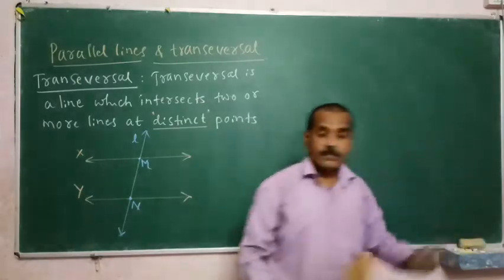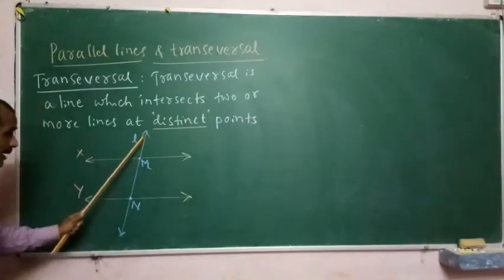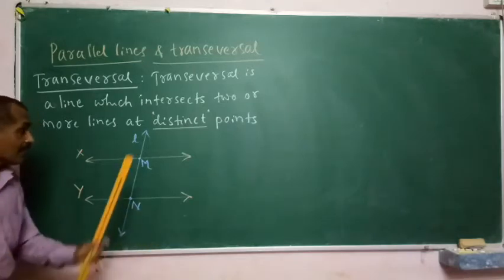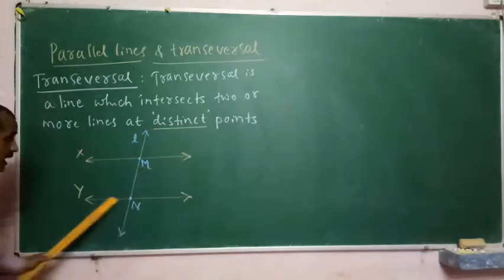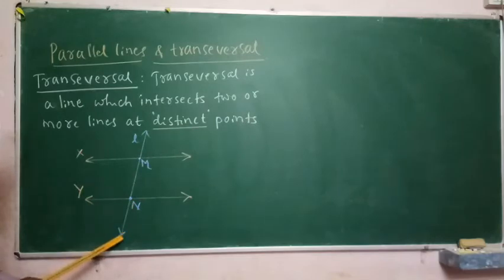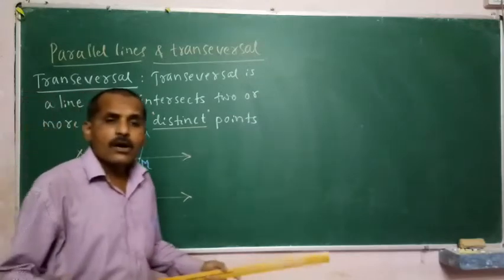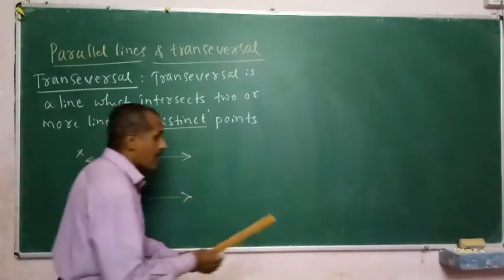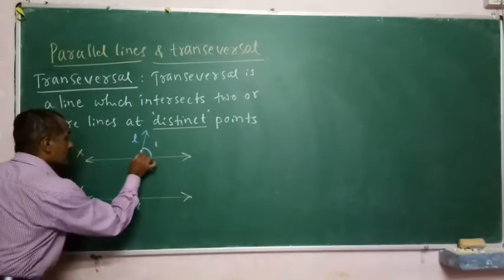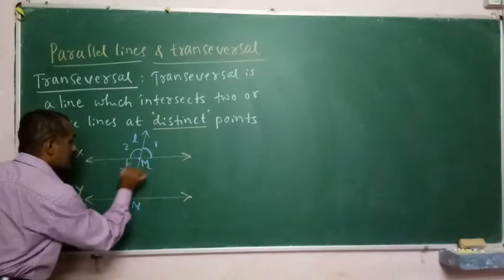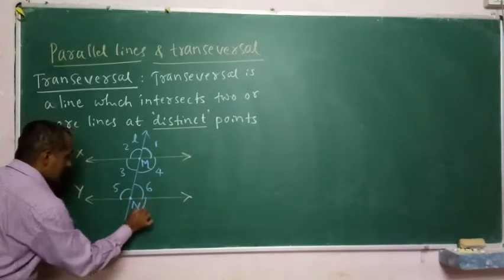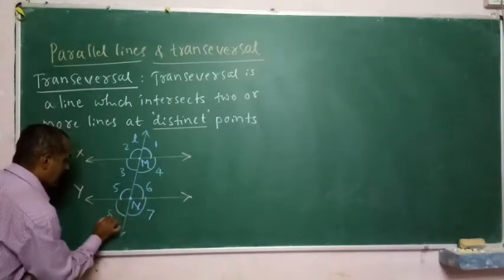Now, what happens when a parallel line is intersected by a transversal? Listen very carefully. When two parallel lines are intersected by a transversal, or if a transversal intersects two parallel lines, how many angles are formed? There are totally 8 angles formed. Let me mark them: angle 1, angle 2, angle 3, angle 4, angle 5, angle 6, angle 7, and angle 8.